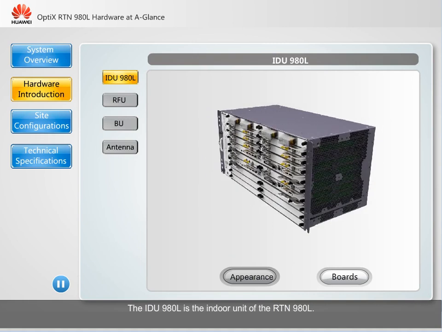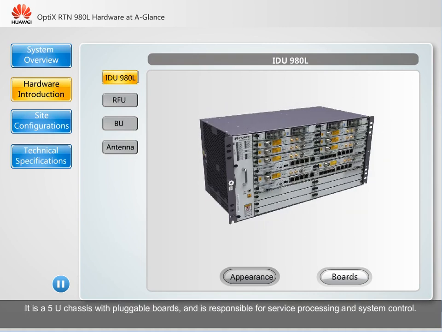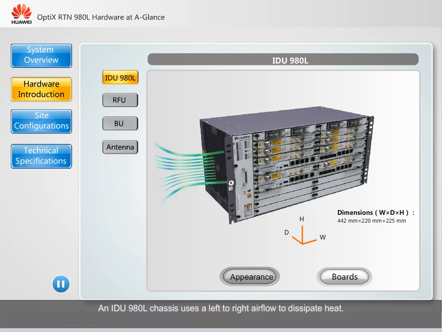The IDU 980L is the indoor unit of the RTN 980L. It's a 5U chassis with pluggable boards and is responsible for service processing and system control. An IDU 980L chassis uses a left-to-right airflow to dissipate heat.